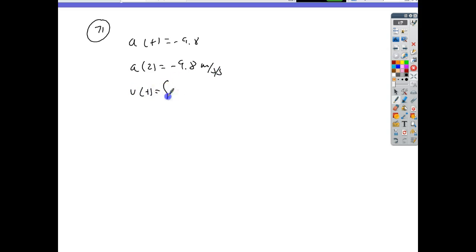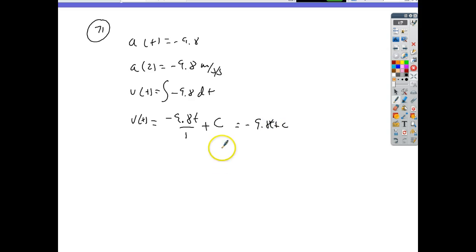I'm going to integrate negative 9.8 dt. Raise its power by 1, divide by the power I get, plus c. Agreed? And what's its initial speed? When I plug in 0, I should get 15.